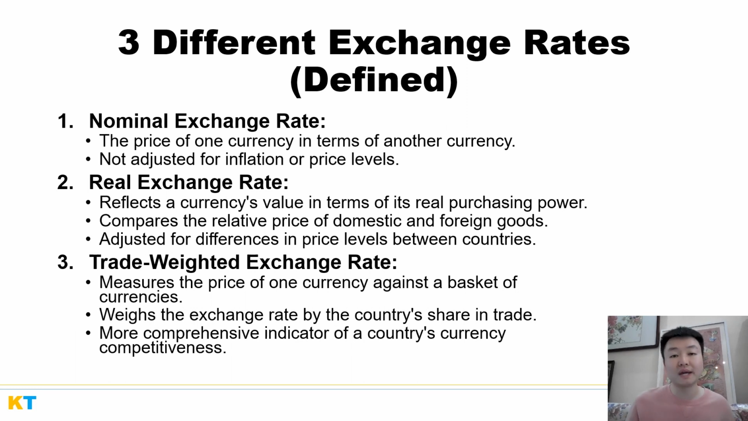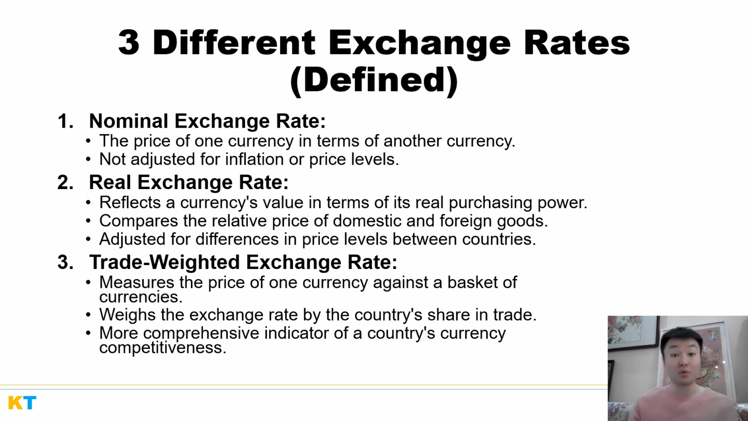The trade-weighted exchange rate measures the price of one currency against a basket of currencies, and it weighs the exchange rate by the country's share in trade. It's a more comprehensive indicator of a country's currency competitiveness. So the trade-weighted exchange rate exists for us to compare to trade-weighted exchange rates in other countries. More details on that later.